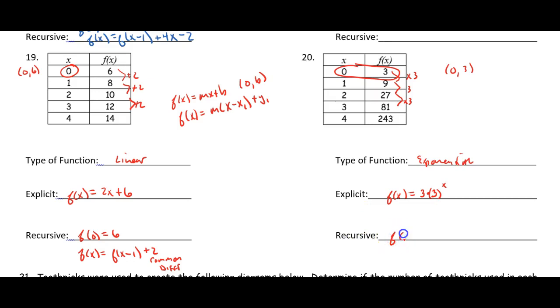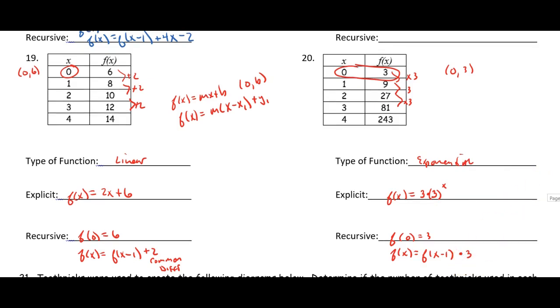The recursive, f of 0 is equal to 3. So f of x is equal to my previous term times, what's my common ratio? 3. Done.